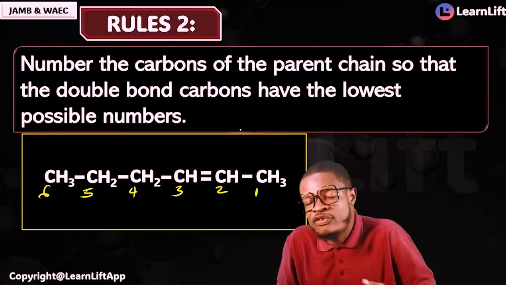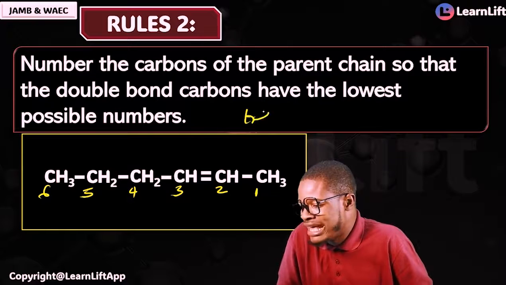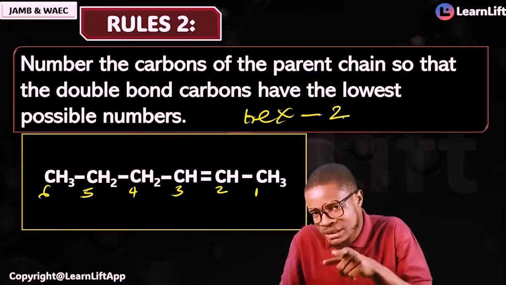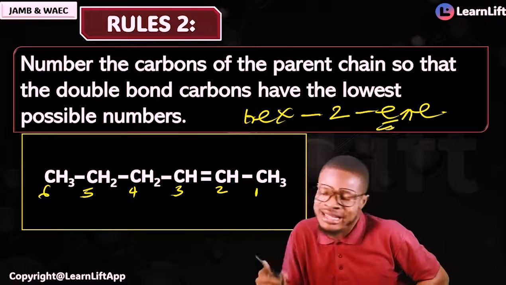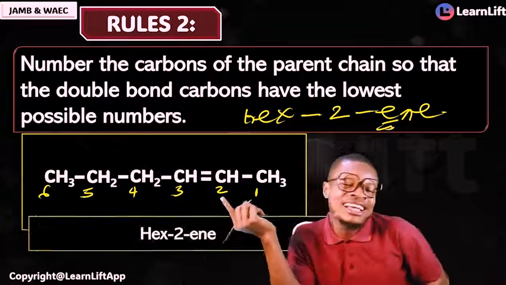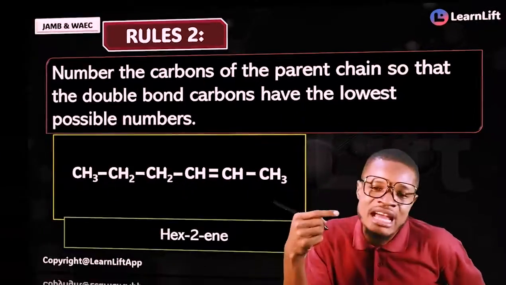Is it hex-4 or hex-2? It is hex-2. Carbon 2 on the double bond. Hex-2-ene. That's the answer. Does it make sense? You get that very fast.